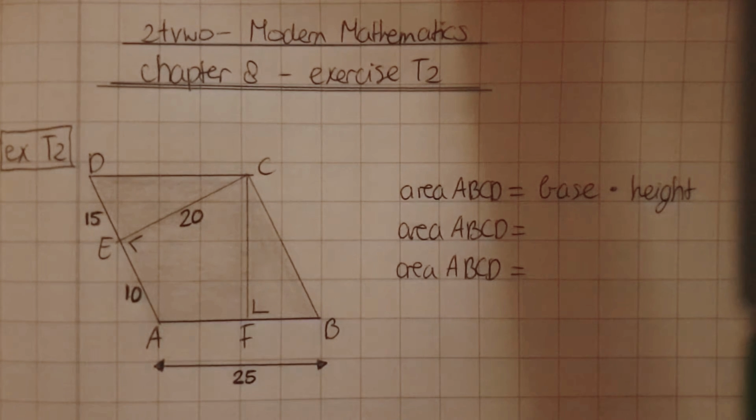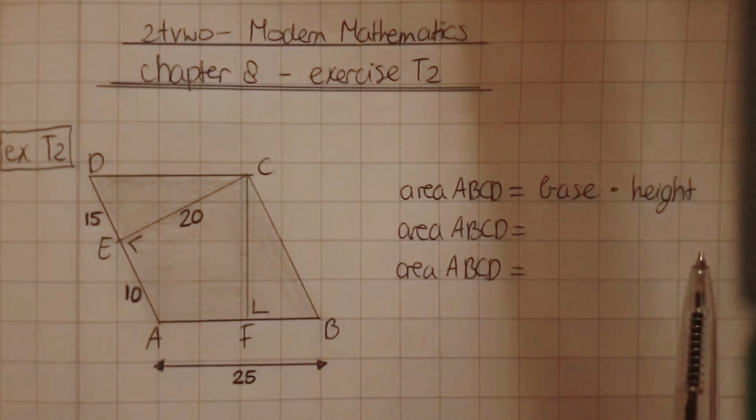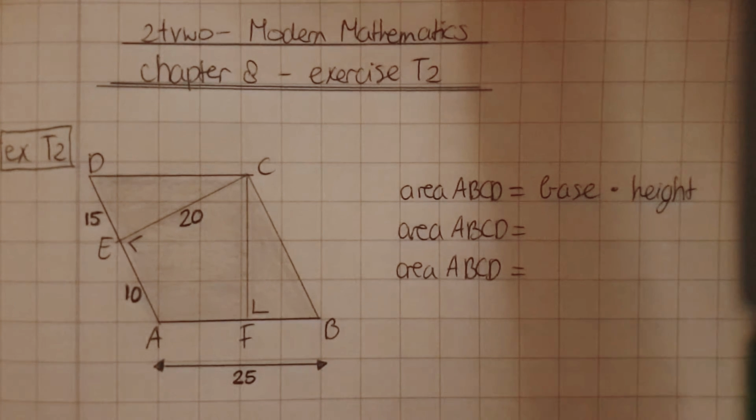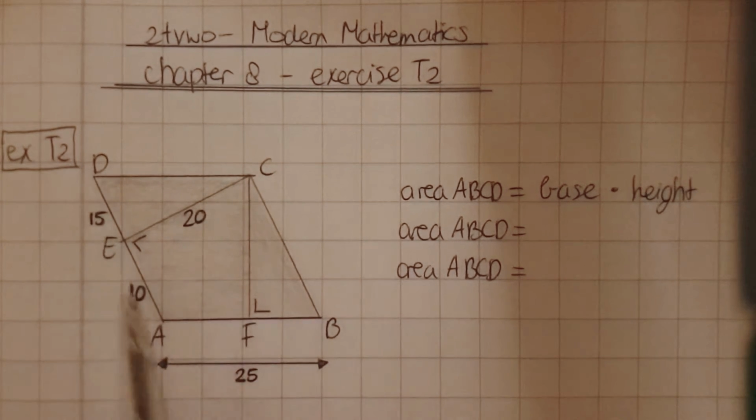I've made a sketch of the first parallelogram, and the first one is ABCD. I already wrote down area ABCD is base times height. Not divided by 2, that's only with the triangle. With a parallelogram you don't have to do that. Now, I'm going to look for a base and then a corresponding height. A base is always the outside of the parallelogram. So it can either be this one, this side, or this side.